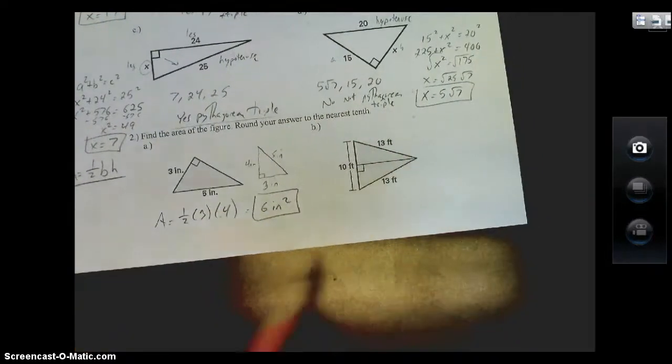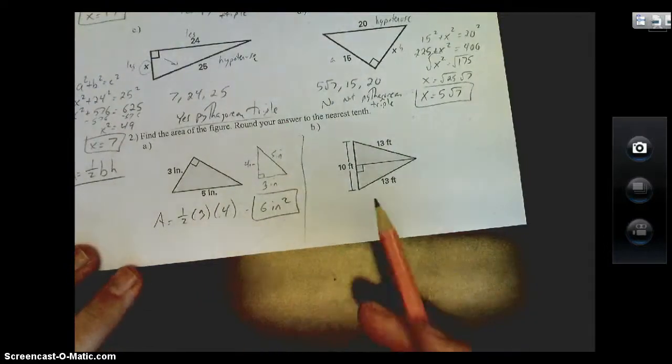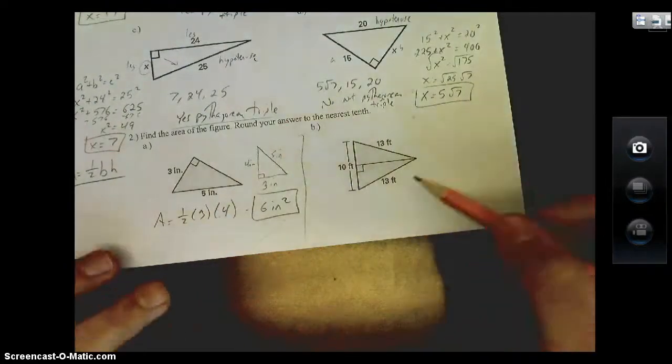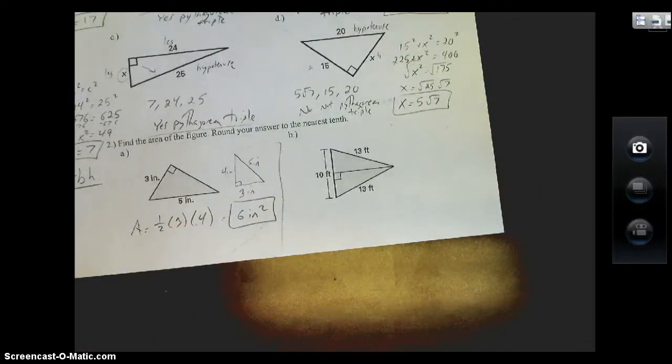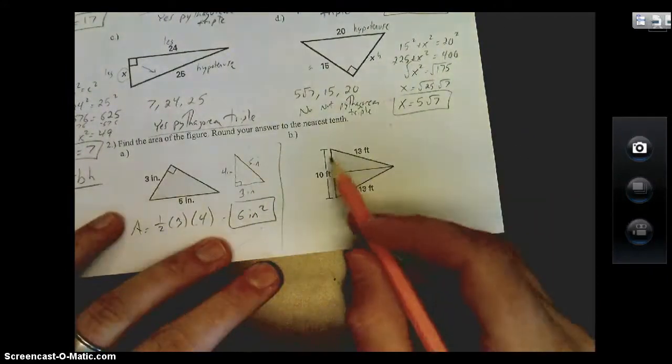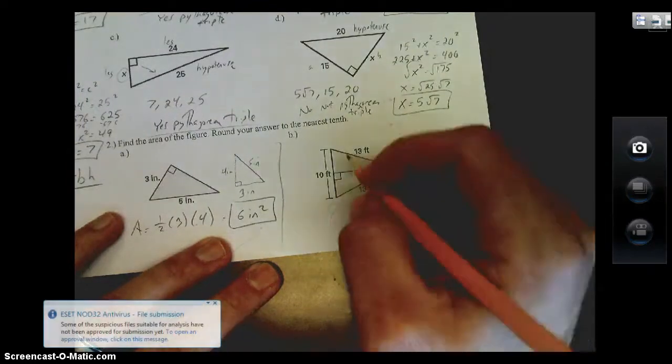All's good. Okay. So there we go. There's an example. We have our inches squared. We know we're good there. All's well. Okay, part B. Find the area of the figure. Round your answer to the nearest tenth. 10 is all the way down. 13 is my side lengths here. Okay, so we got to break this up.